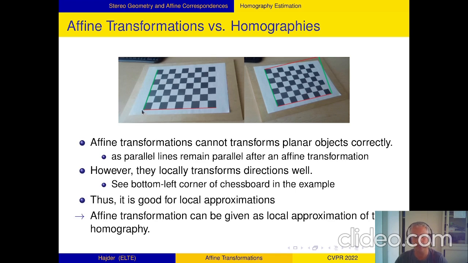So in this location, the lines which contain this point, this is the origin. Recall that the linear part transforms the lines which go through the origin. So the transformations are perfect, and the lines which don't go through that point, the bottom left corner, are totally wrong. So the affine transformation is a good local approximation, and affine transformation can help to estimate the homography. This is the message of the second law.